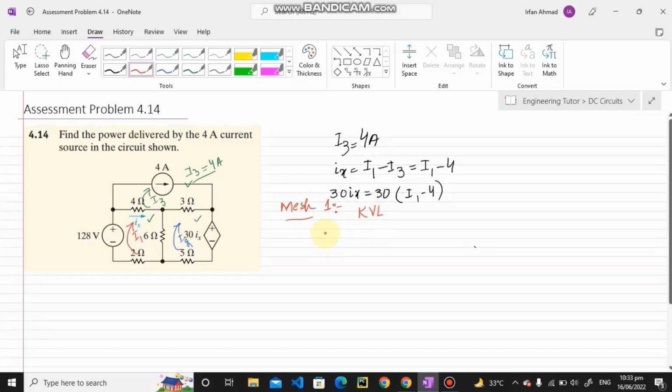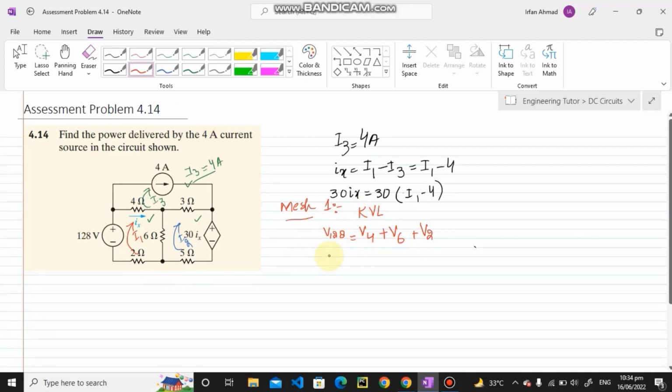Okay, so when I apply KVL, I can see here that the 128 voltage source is the voltage rise. Similarly, V4 plus V6 plus V2, these three are the passive elements across which the voltage is going to drop. So the voltage rise is equal to the voltage drop is the KVL equation.